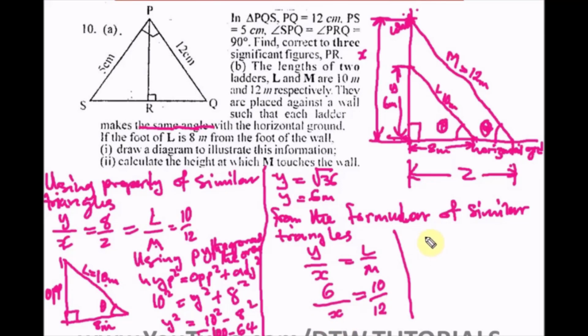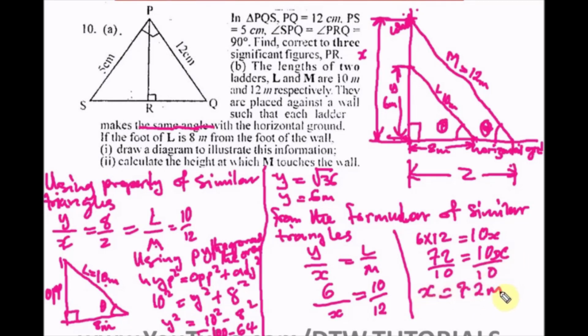If we cross multiply, we have 6 times 12 equal to 10x. 6 times 12 is 72, so 72 equals 10x. Divide both sides by 10, so x is equal to 7.2 meters. This is our answer. When you have x equal to 7.2 meters, you have to state further that therefore the height at which m touches the wall is equal to 7.2 meters. So this is our answer.